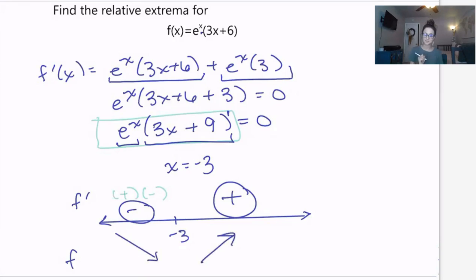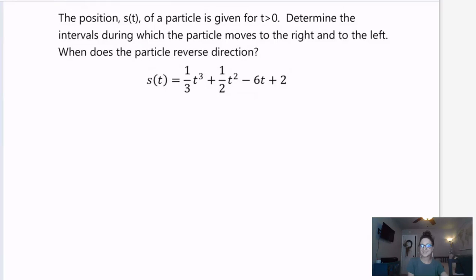and then it switches to increasing. So do I have a relative min, max, or neither at x equals negative 3? We've got a relative min at x equals negative 3, right? Since f changes from decrease to increase, again, it creates that min for us. Okay, so I'm going to force a pause on your screen. Can you please try this one?